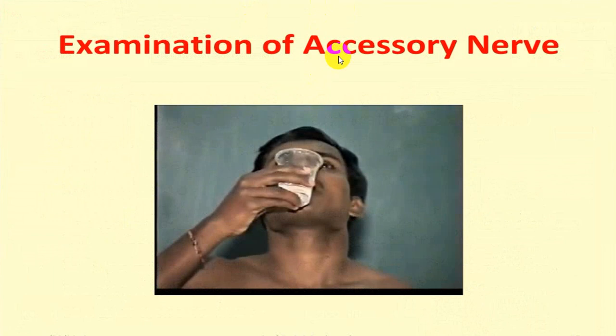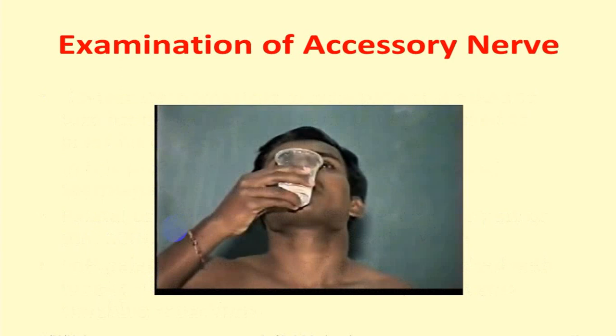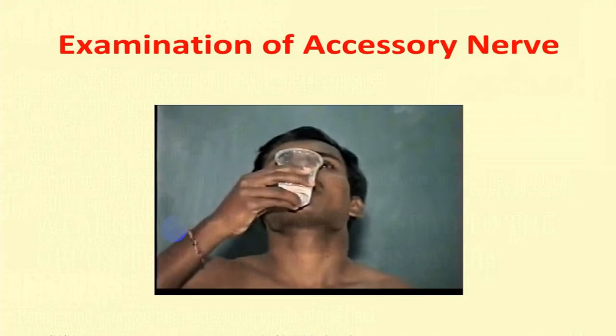While you want to test the spinal part, you are doing it for trapezius and sternocleidomastoid. And if you want to look for the cranial portion, the most simple test is asking the person to swallow. One simple test. And another test, you will have to test for gag reflex. You will have to test for looking at the arches, etc., which is a part we have already discussed in the 9th and 10th cranial nerve.